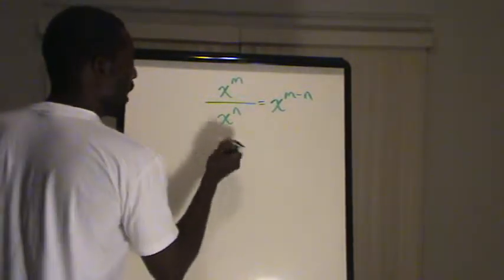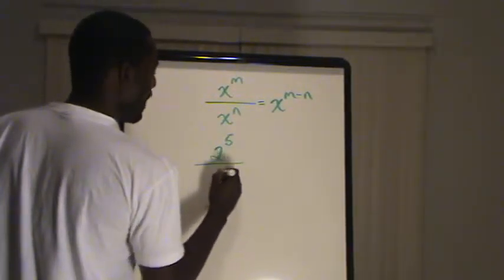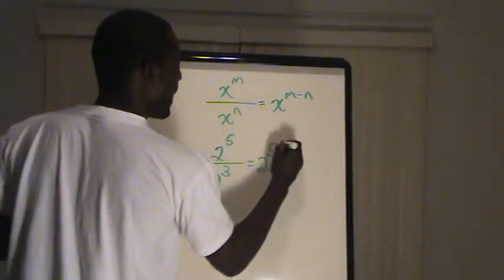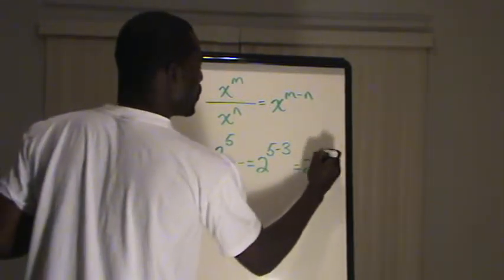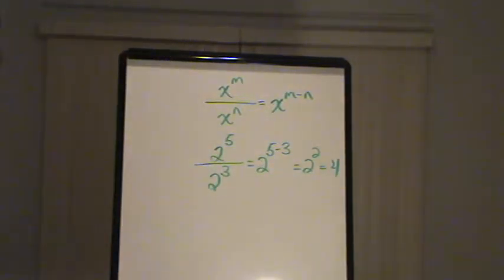So for a quick example, if we have 2 to the 5th power divided by 2 cubed, this would actually be 2 to the 5 minus 3, which is 2 squared, which is 4. That's how we would actually work that.